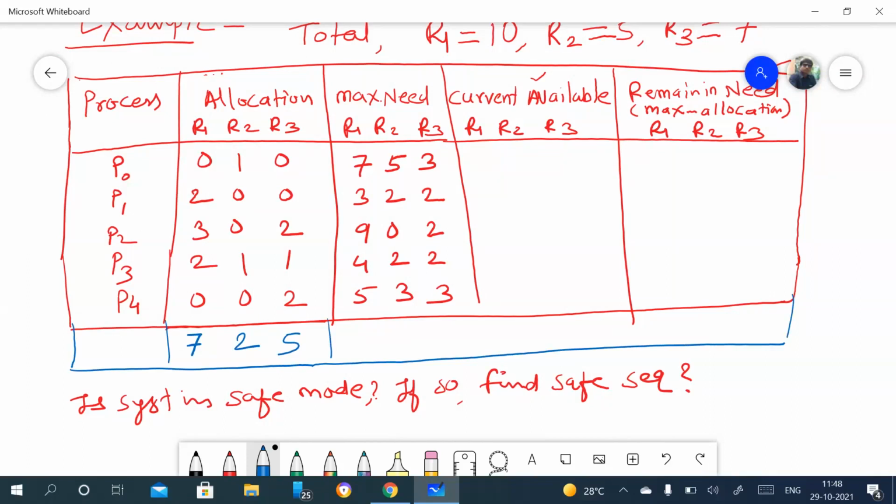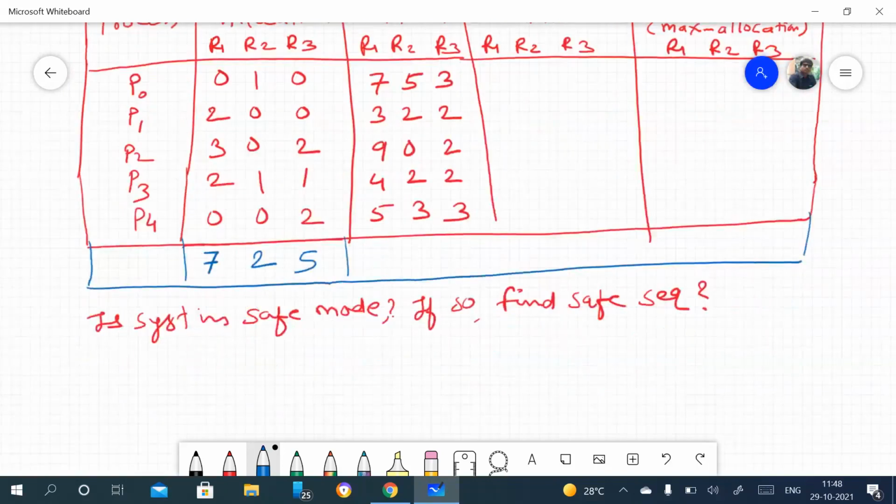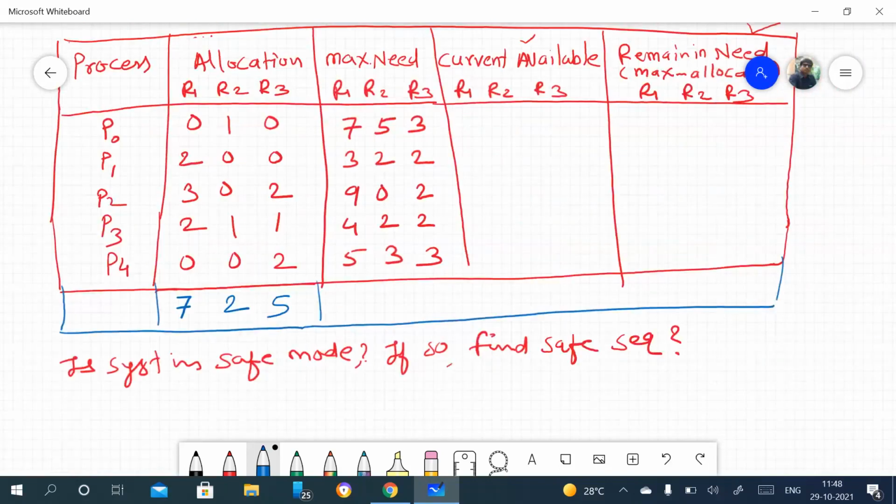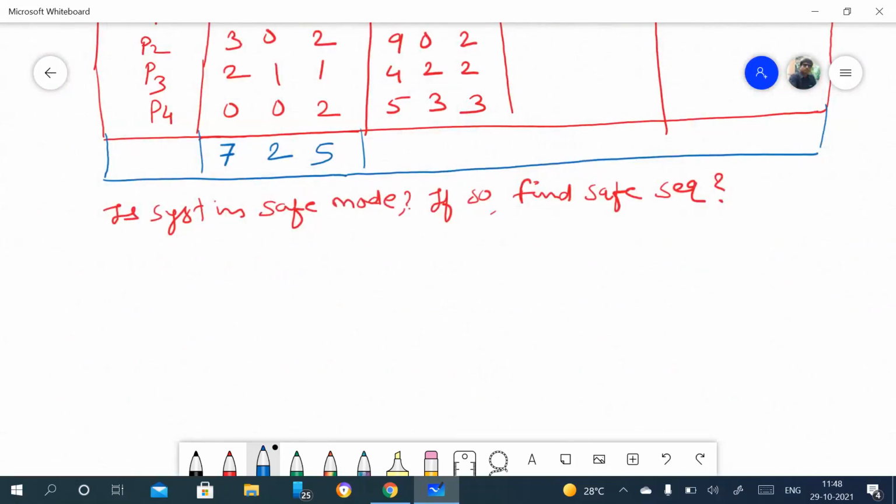Why do we need to calculate this? Because we need to find out how many total resources are allocated, so that whatever is the total minus this will be the available, the current work or current available. First I'll write it in full: current work, which is total minus total allocation.